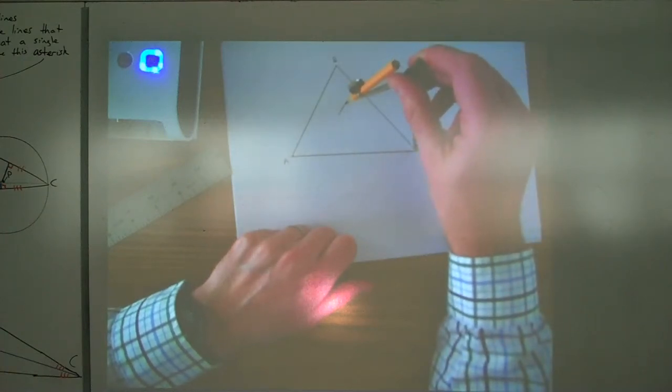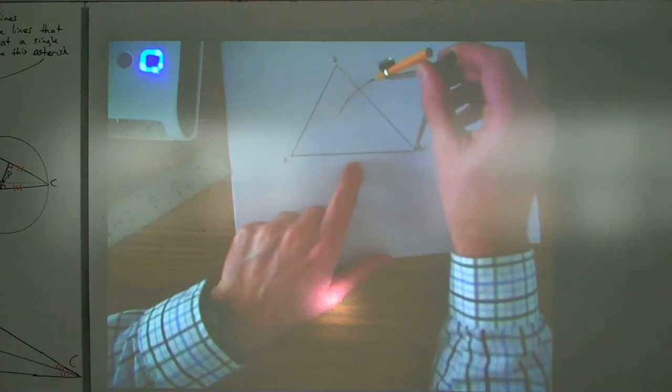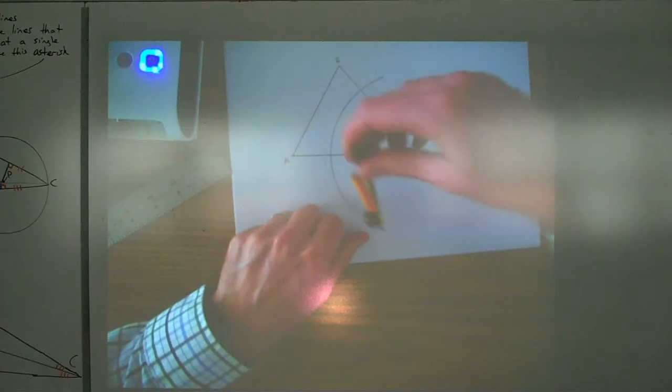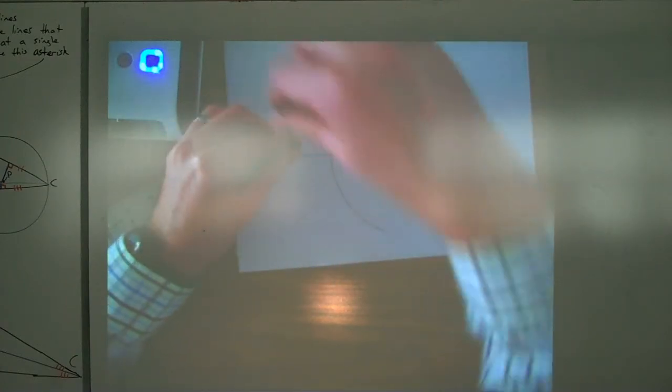Okay, we're starting with our bottom segment here, and I've already started drawing my arc. Okay. I'm ignoring the rest of the triangle. It doesn't matter right now. I'm only concentrating on AC.